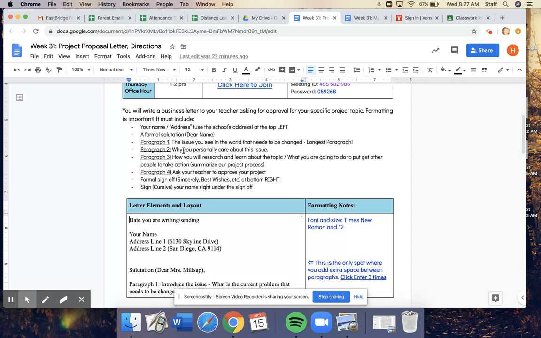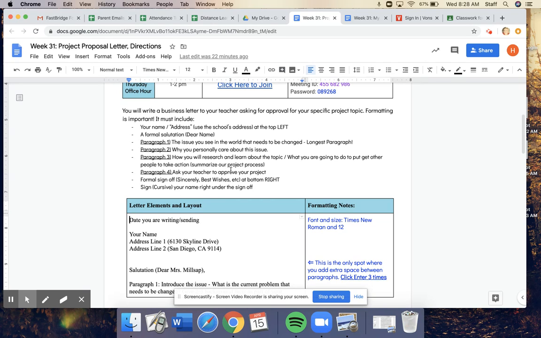The second paragraph is why you personally care about this issue. So yes, during this whole letter, you are allowed to use I. You're allowed to use personal feelings. Just remember to keep it formal. That means you're using academic language. You're not using slang. You are checking your spelling, your grammar, etc.